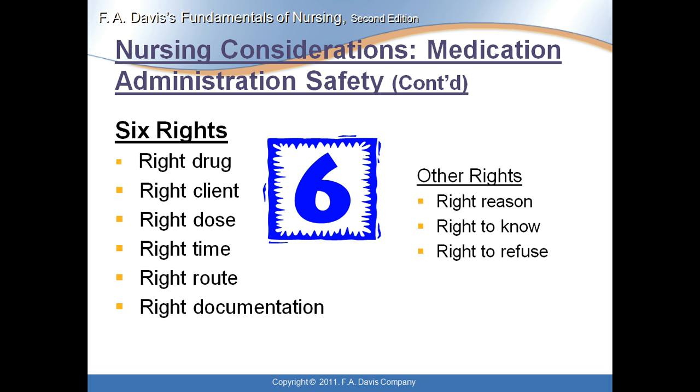So for your patient, you will go in the room and you'll make sure that you're giving the right medication to them, and you want to know why you're giving it to them, whether or not their blood pressure is too high, whether or not their blood sugar is too high. When you're giving medications, you want to know why you're giving it to them. And your patient, you should tell them why you're giving it to them. They have a right to know what you're giving them and for what reason. And they also have the right to refuse.